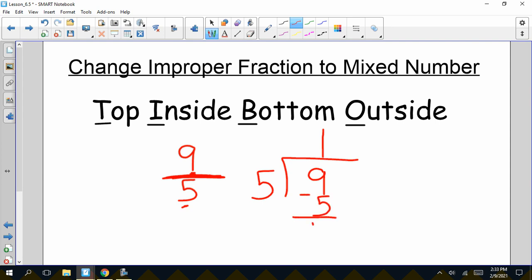We subtract and we get 4. 4 becomes our numerator. And what we divide by, or whatever started on the bottom, is going to stay on the bottom. So our answer from 9/5 becomes 1 4/5. That is called a mixed number because it's a mixture of whole numbers and fractions. So we're changing an improper fraction to a mixed number. Today's lesson will have a few examples of improper fractions as your answer, and you will have to then change it to a mixed number.